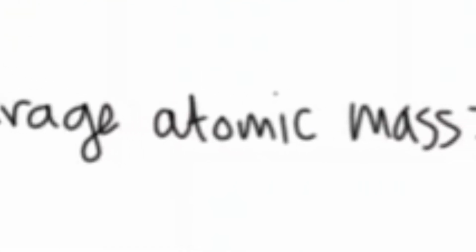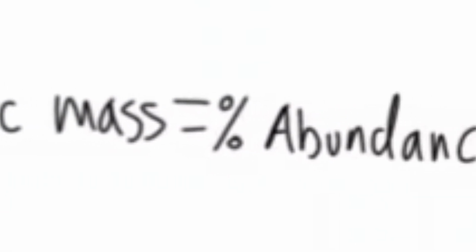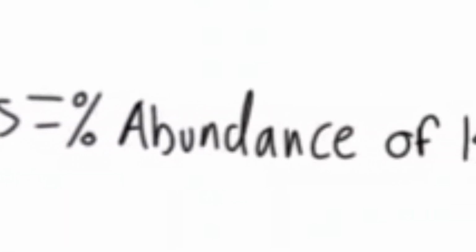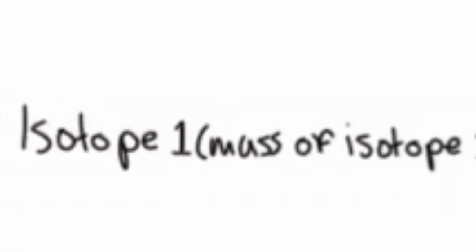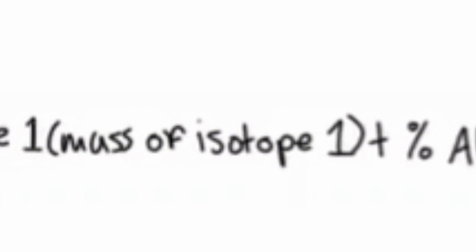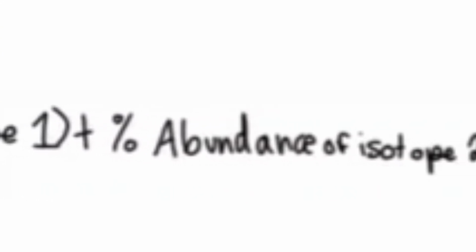The general formula for average atomic mass is: average atomic mass equals percentage abundance of isotope 1, which is in decimal form, don't forget that, times mass of isotope 1, plus percentage abundance of isotope 2, which is in decimal form, times mass of isotope 2, plus etc. And you can keep doing this on and on and on.